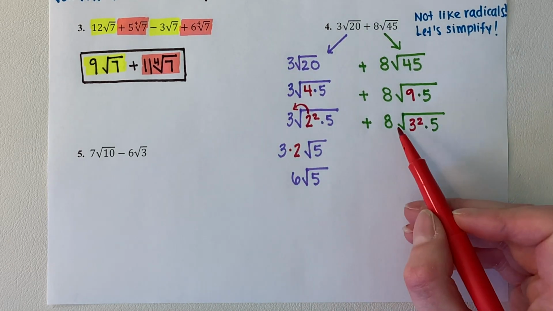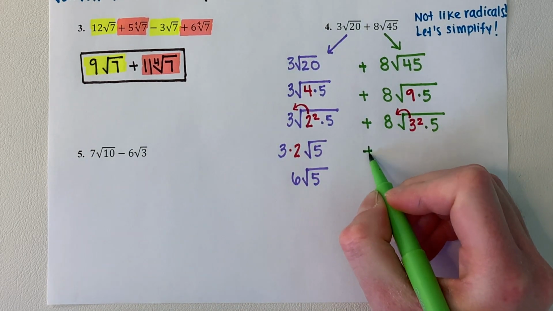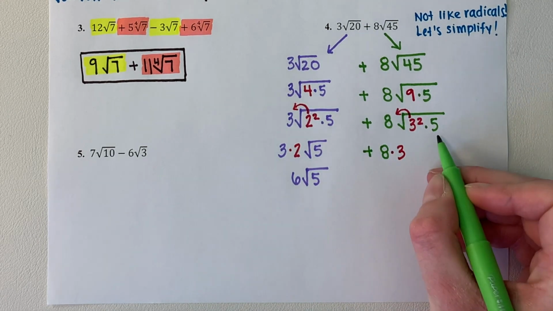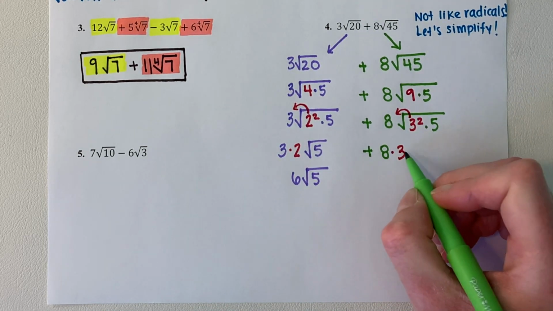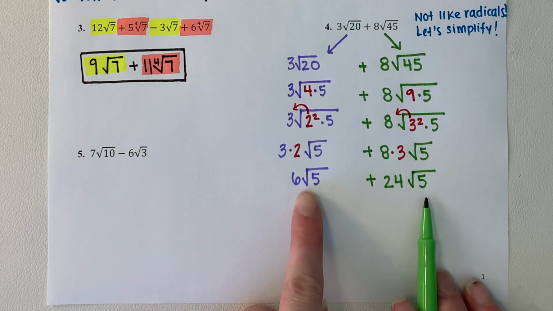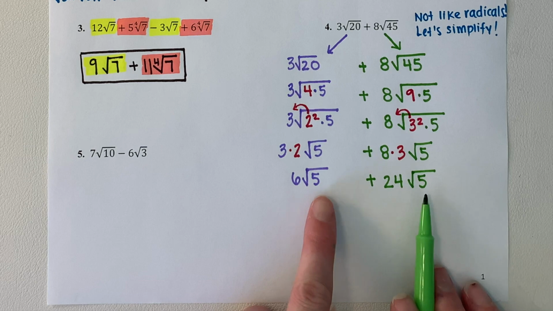Now, since this is a square root, anything underneath the radical that has a 2 for an exponent can be pulled out of the radical. So we can pull the 3 out of the radical, and that will leave us with our coefficient 8 times the 3 that we're pulling out, and since the 5 does not have a 2 for an exponent, it stays underneath the radical. And we can simplify this by multiplying 8 times 3 to get 24 square root of 5. Now that we've simplified, we have like radicals. They both have the same radical base, the square root of 5.